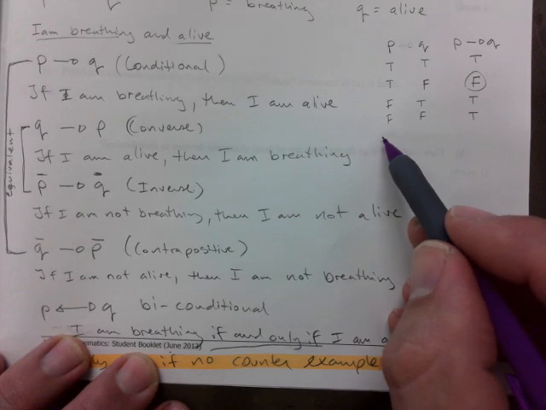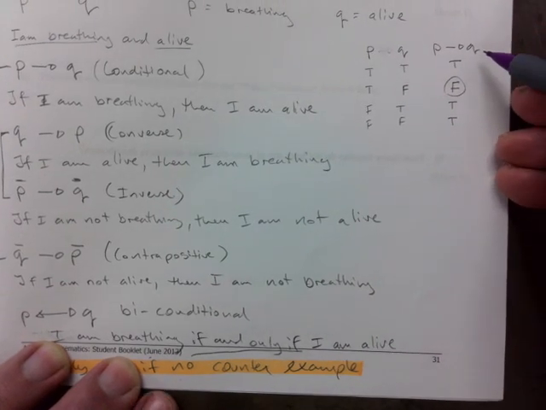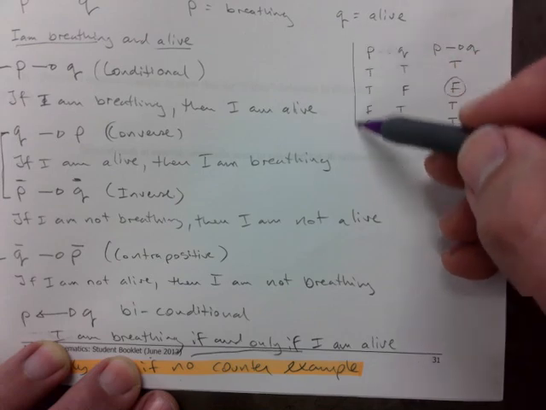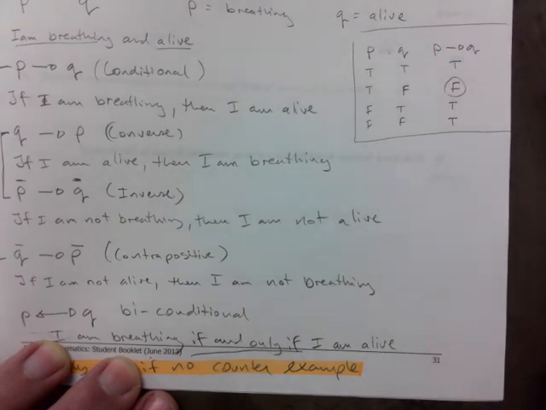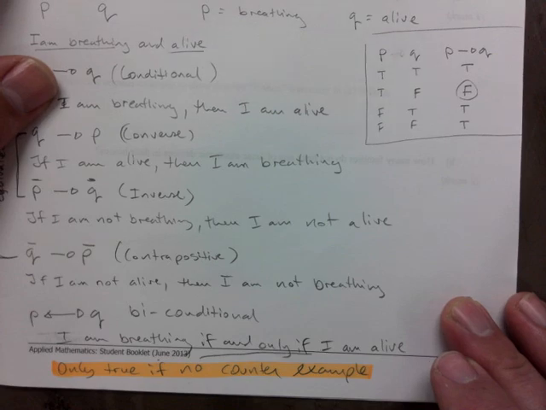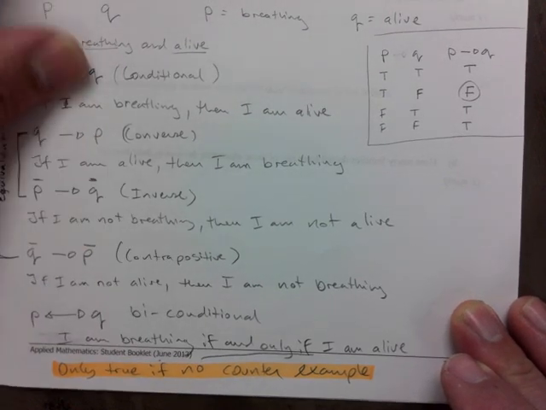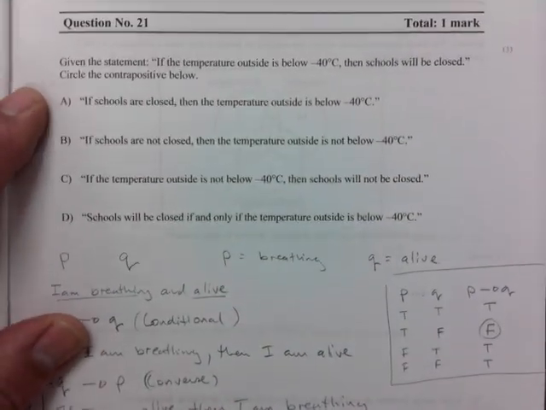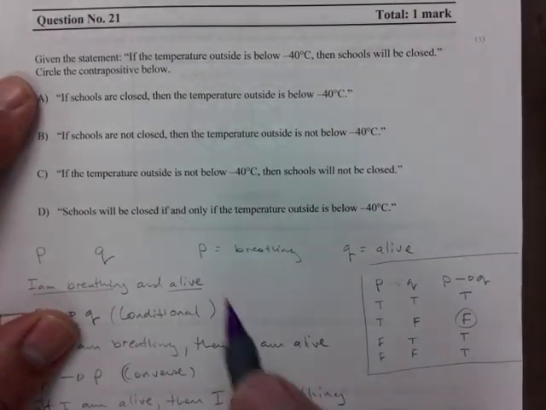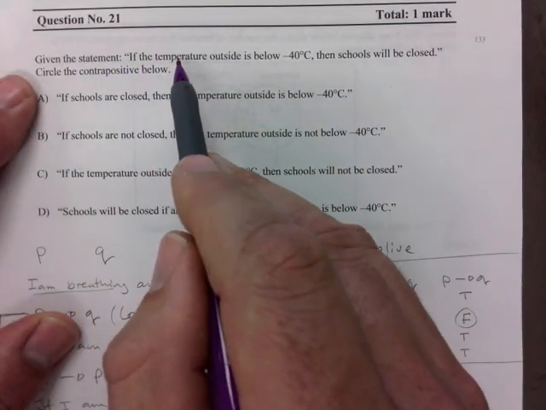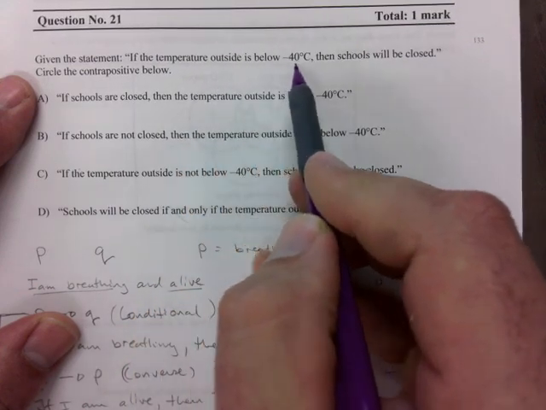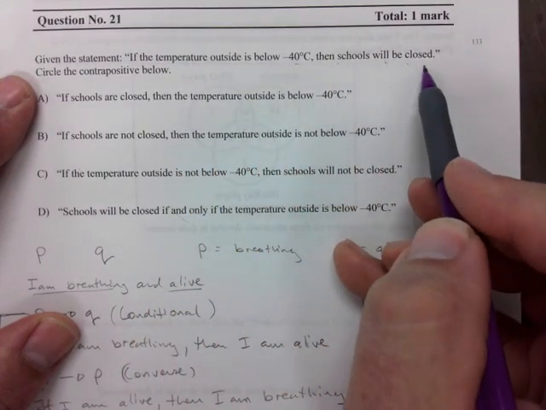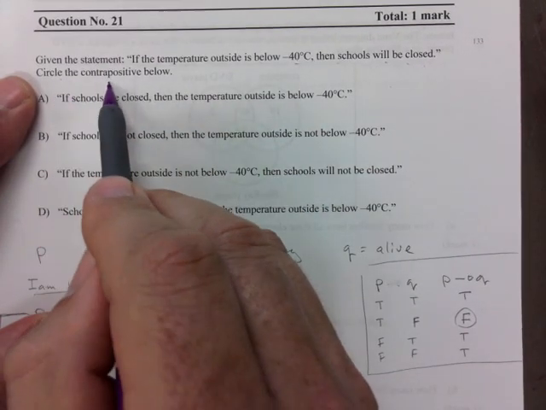Okay. How about this one? I don't know if I'm going to fit that on here. I'm just going to leave it like that for now. Hopefully that's enough. So knowing all of this, rehashing all of this, let's answer this multiple choice question. 1 mark. Given the statement, if the temperature outside is below -40, then schools will be closed. Circle the contrapositive.